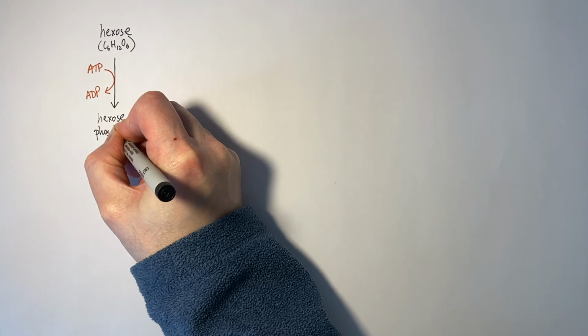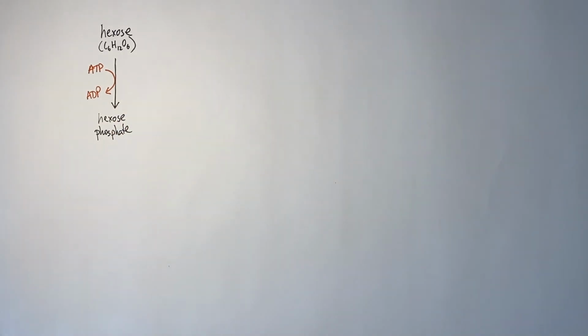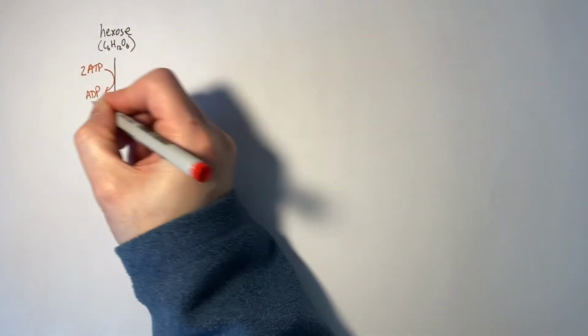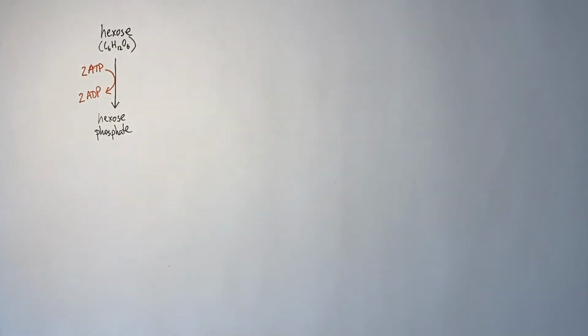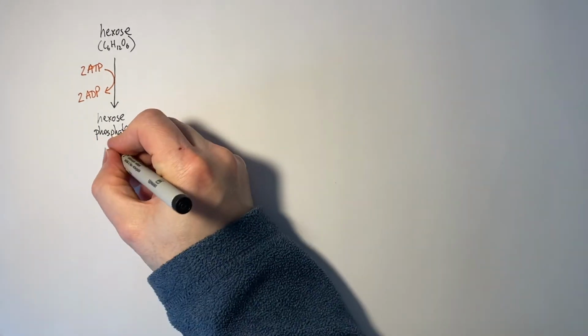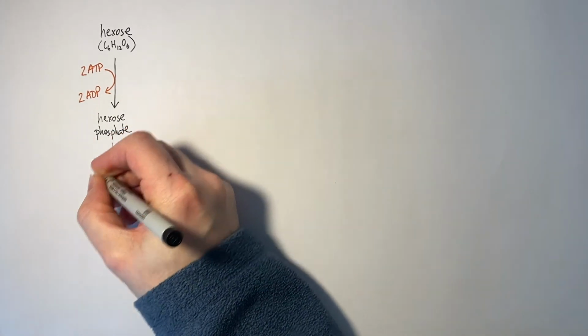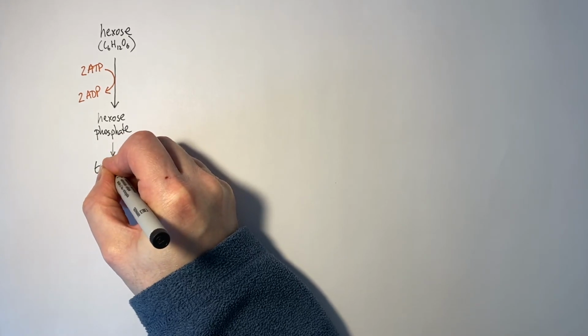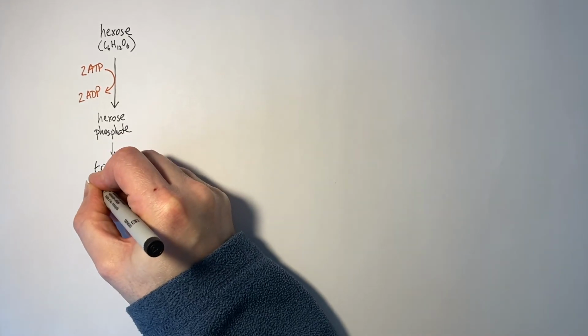We end up with a substance called hexose phosphate. Sometimes we call it hexose bisphosphate. It's got 2 phosphate groups in it. So for that to happen, we need to have 2 ATPs coming in and we have 2 ADPs coming out. Those hexose phosphates then split into triose phosphates.